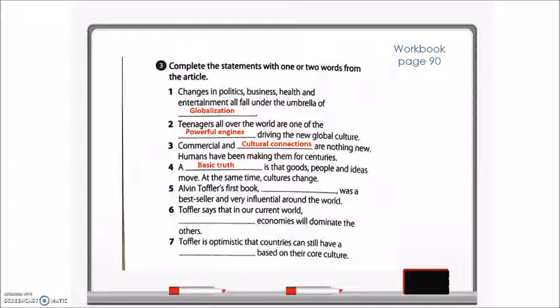Number 5. Alvin Toffler's first book, Future Shock, was a bestseller and very influential around the world. Number 6. Toffler says that in our current world, knowledge-based economies will dominate the others. And the last one, Toffler is optimistic that countries can still have a unique culture based on their core culture.